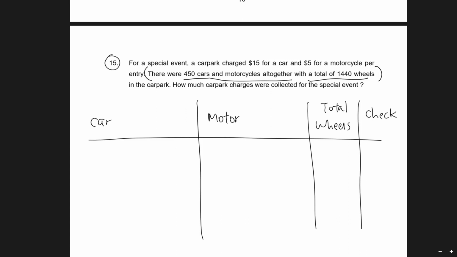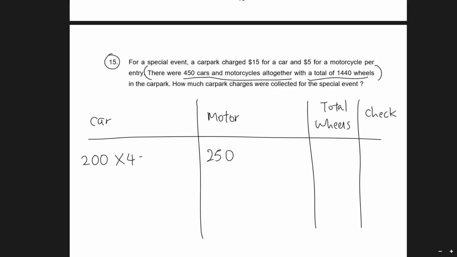Now, 455 cars and motorcycles, I can have maybe 200 cars, and the remaining will be 250, right? So 250 plus 200 gives 450. Now cars have 4 wheels, so I'm just going to do a first wrong check. 250 motorcycles, I know motorcycles have 2 wheels. That makes 500. Total wheels 500 plus 800, 1300, which is not very close, but not too bad.